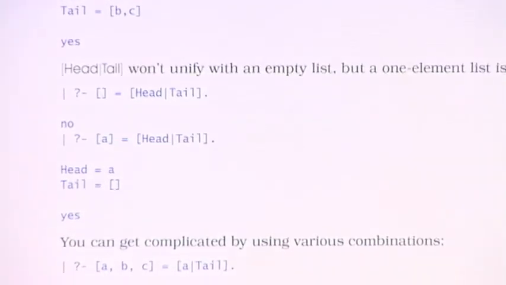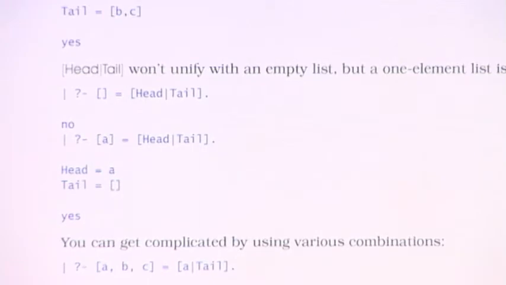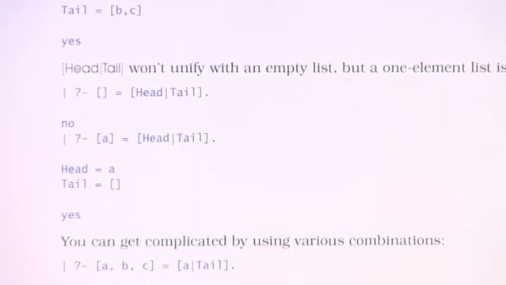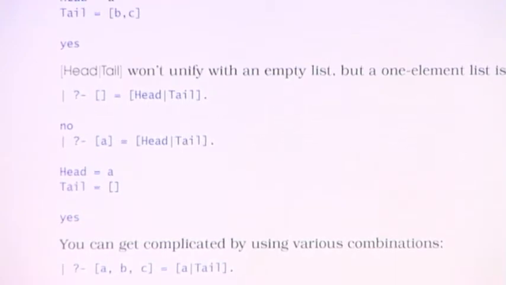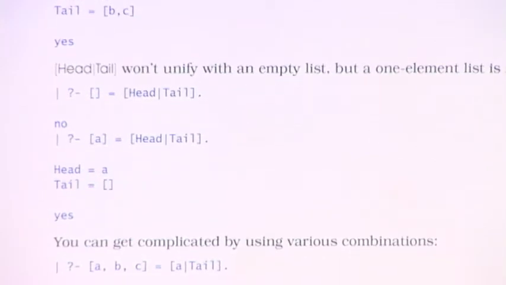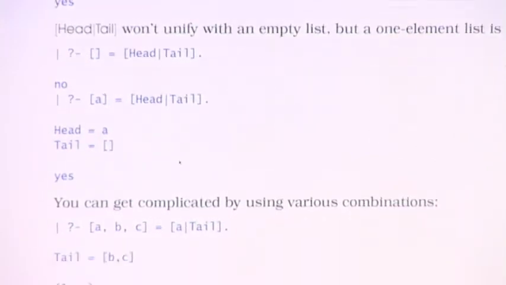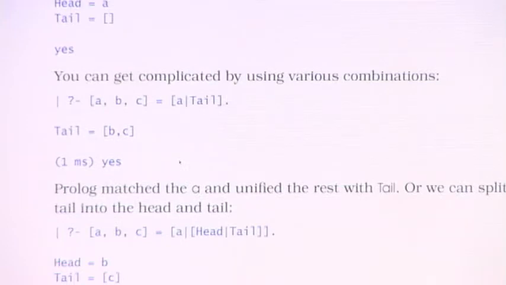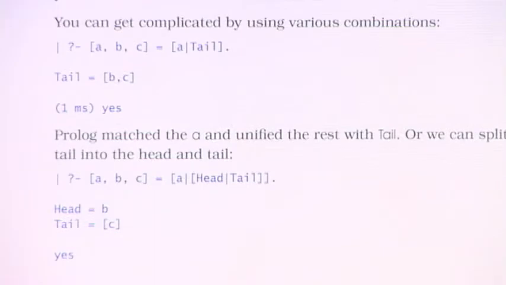So, an empty set will not unify with head tail because there is no head. Tail can be an empty array, but head has to be defined as something. So the list of A does unify with head tail. Tail is just empty. You can also use other combinations in your array definitions. You can nest lists inside each other. So in this case, we've got A. The tail is going to be defined as the list head tail, and so then head is going to be B in here, and tail is going to be the array of C.